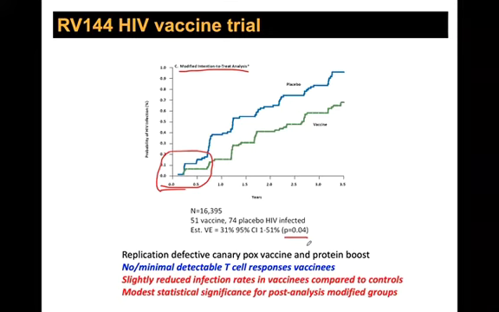However, this is the only one that's shown any efficacy. If you can look at here, vaccine efficacy is about 31%. Okay, even given the modified statistical analysis, there's some efficacy. Now this is brought into sub-Saharan Africa as a vaccine, and it's ongoing clinical trials.